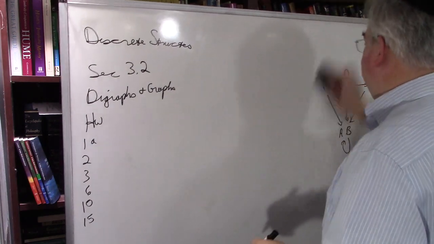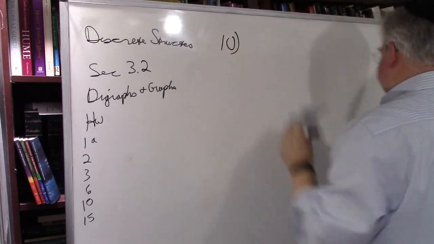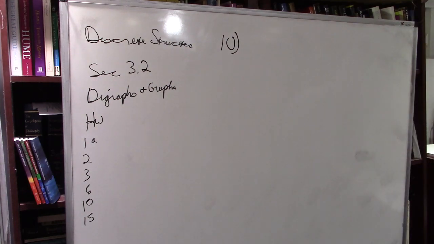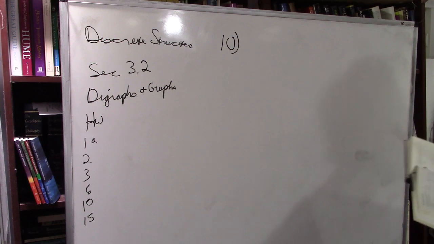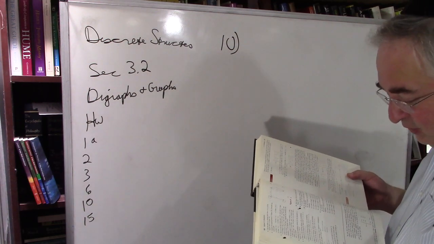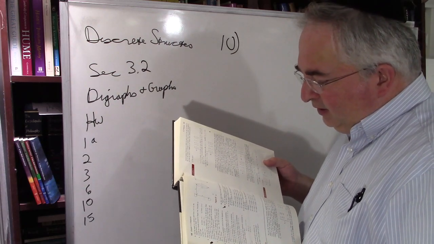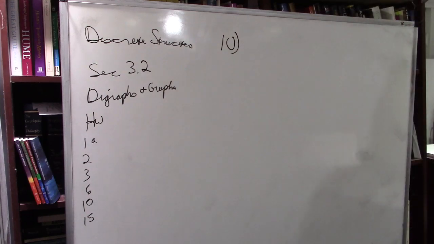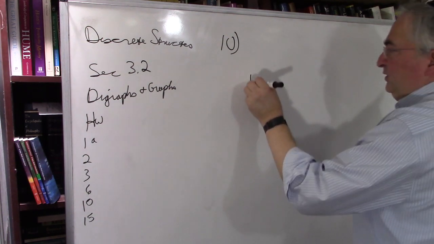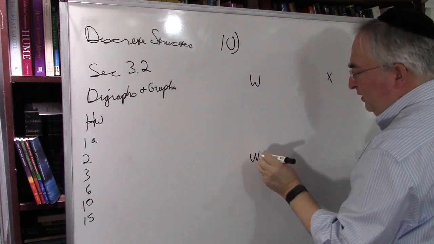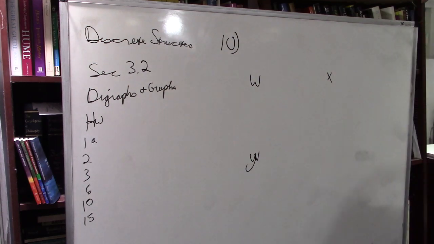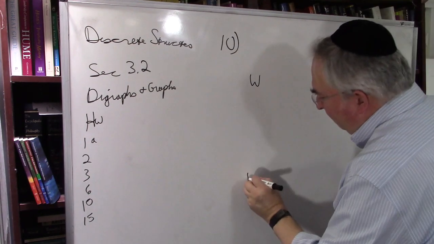Yeah, that's number six. Number 10. Which of the following vertex sequences correspond to paths in the graph of 8A? Okay, you know what? Oh, so they're graphs. So there's no direction. Okay, I'm sorry, this is a little bit different. Let's do it. I said I was going to do every problem, so I'll do every problem. Okay, W, X, Y, Z. W, X, Y, Z.